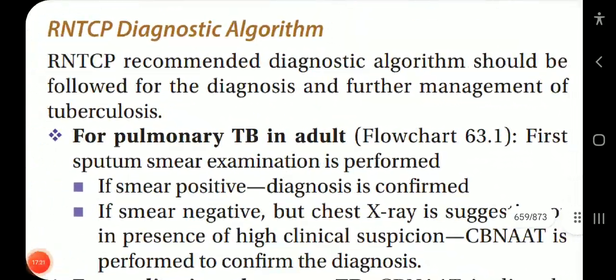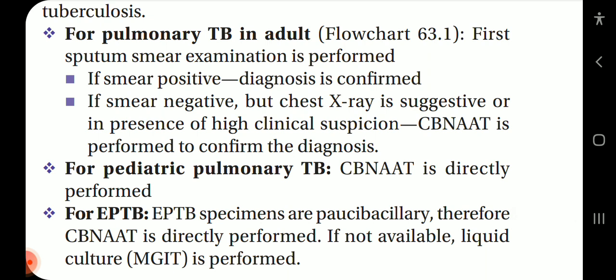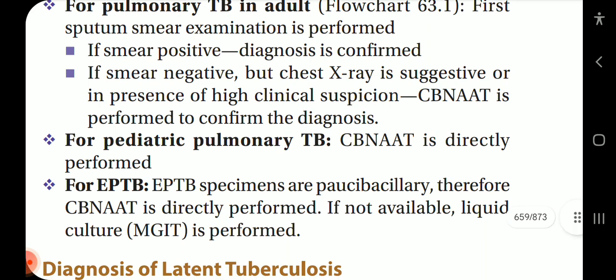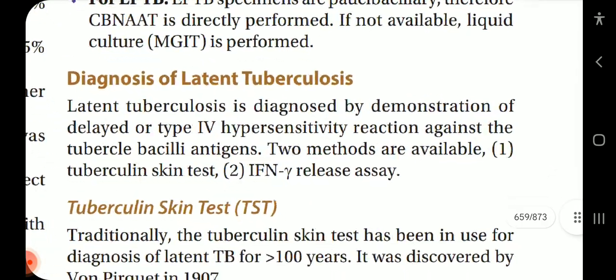RNTCP diagnostic algorithm. The RNTCP recommended diagnostic algorithm should be followed for the diagnosis and further management of tuberculosis. For pulmonary TB in adults, first sputum smear examination is performed. If smear positive, diagnosis is confirmed. If smear negative but chest X-ray is suggestive or there is high clinical suspicion, CB-NAAT is performed to confirm the diagnosis. For pediatric pulmonary TB, CB-NAAT is directly performed, and for EPTB, specimens are paucibacillary, therefore CB-NAAT is directly performed. If not available, liquid culture MGIT is performed.